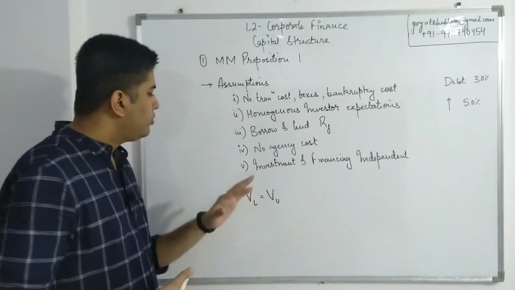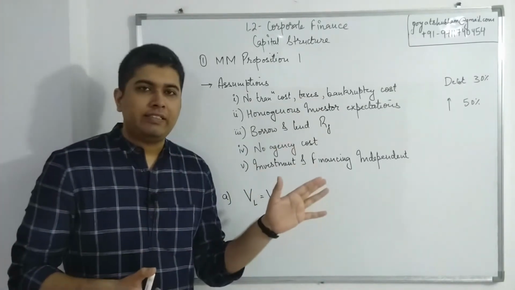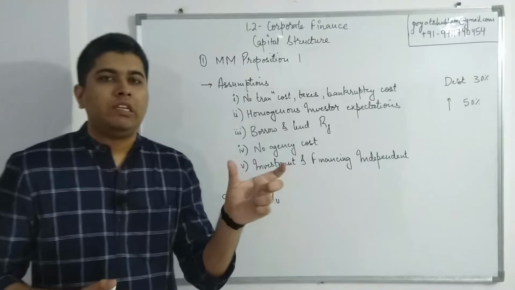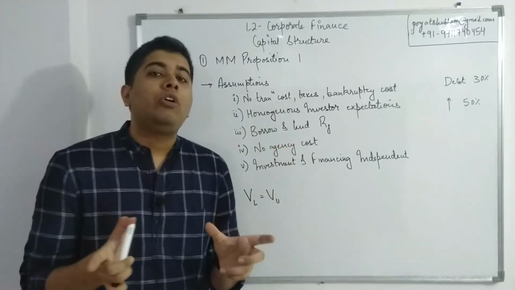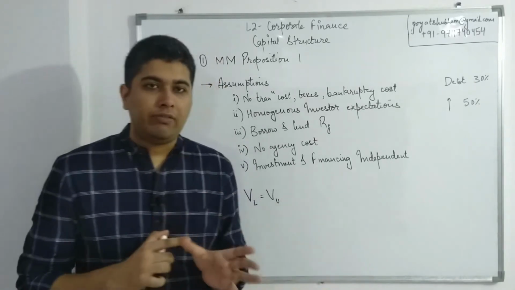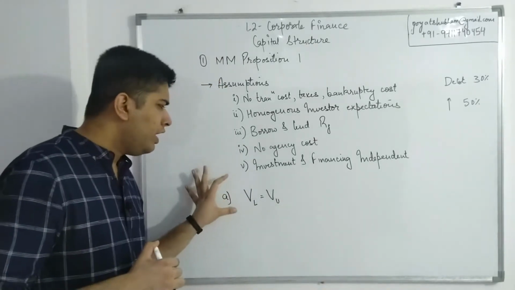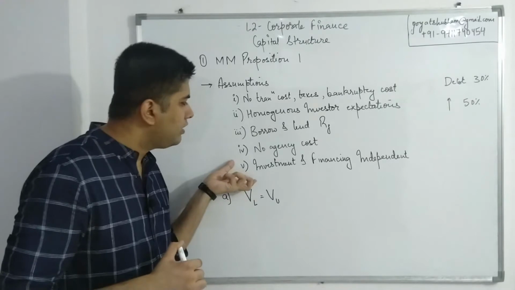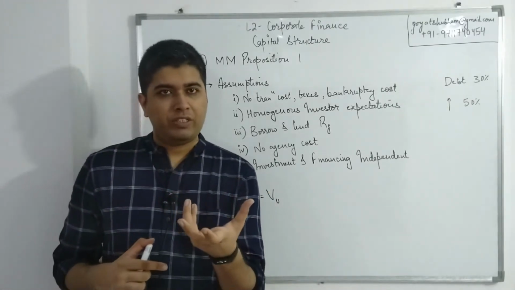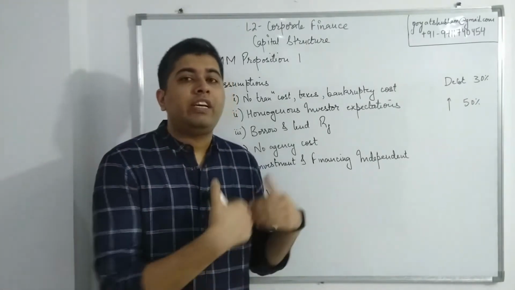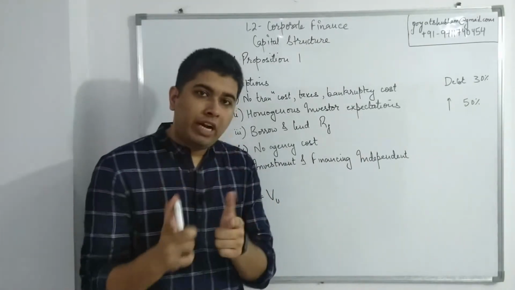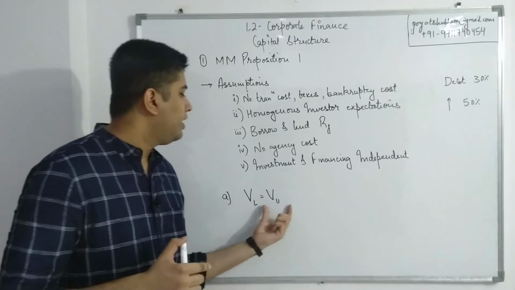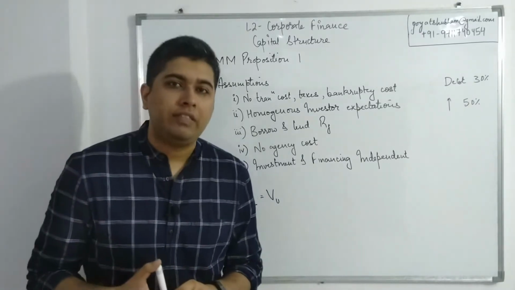So, proposition, in the very basic sense, is saying the value of a business should be dependent on what the business is doing and not on where they are getting their money from. So, it is sort of an equation form of this last assumption itself, that the value of a business is what they are doing, where they are investing money, and not where they are getting money from. So from that perspective, the value of a levered firm and an unlevered firm would be exactly the same.